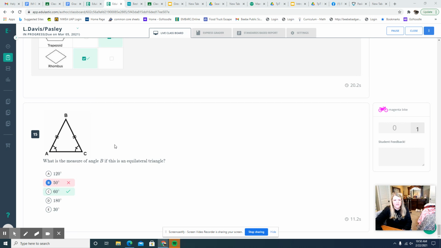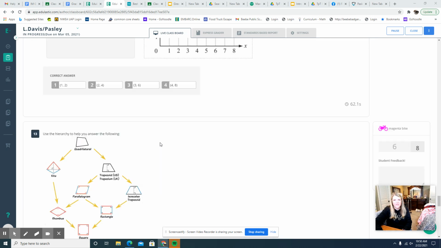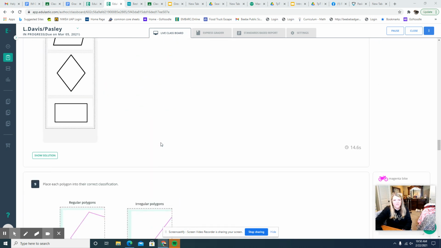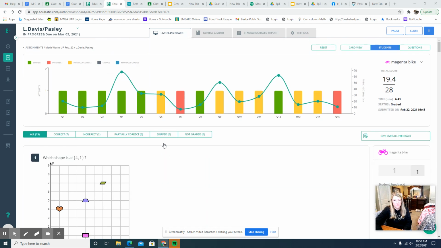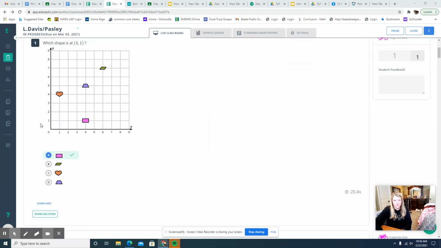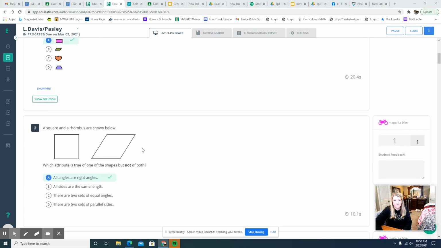So that was the end of the Edulastic. I don't think many of you had questions about the beginning part of it. So, just remember here, 4, 1, we go over 4, up 1, so it's going to be the rectangle.